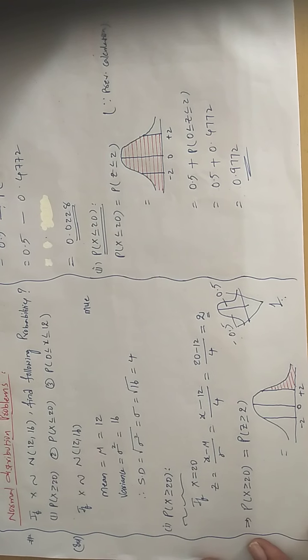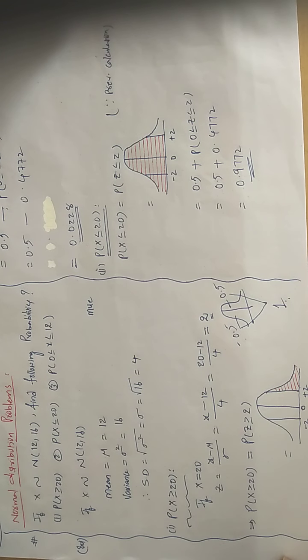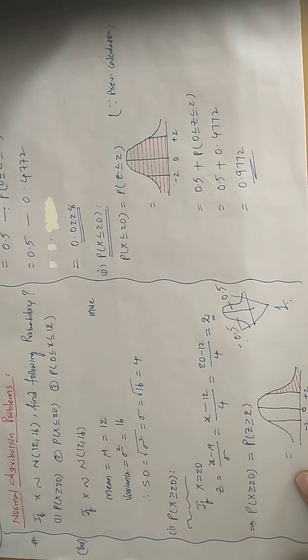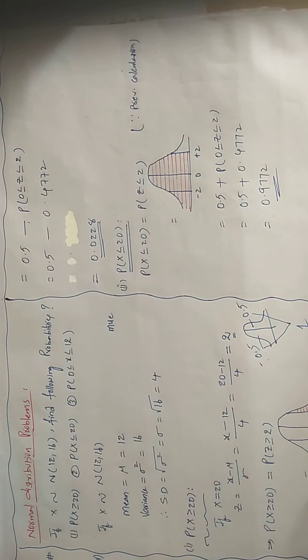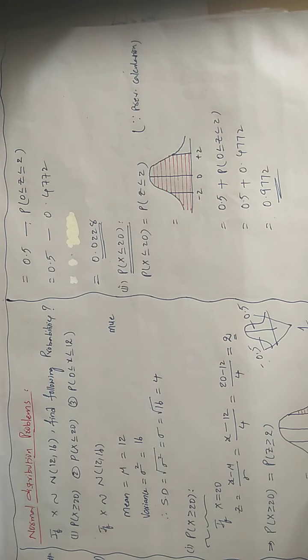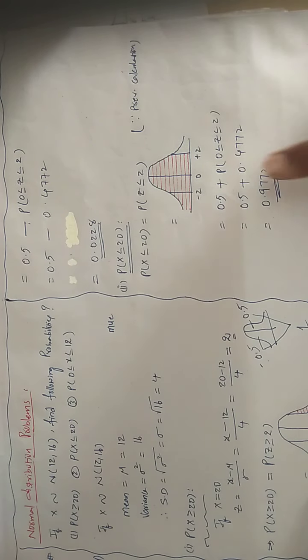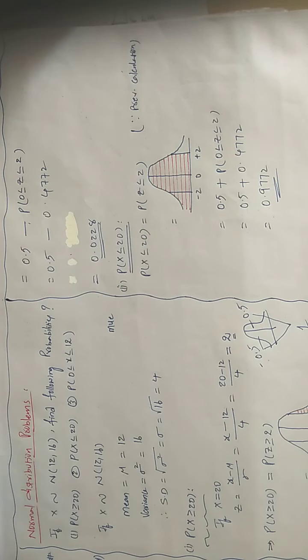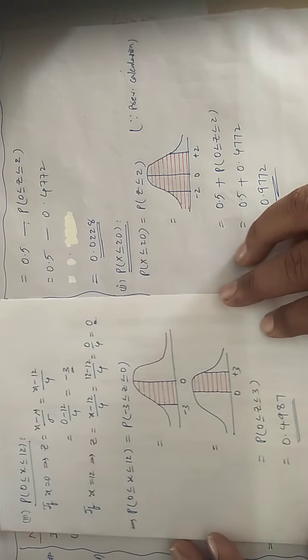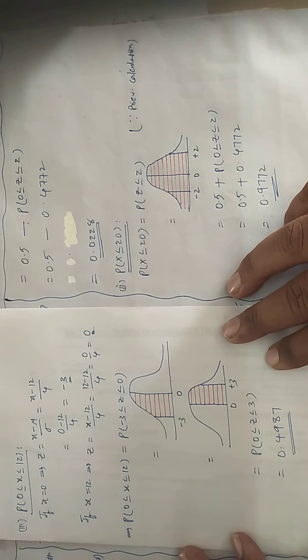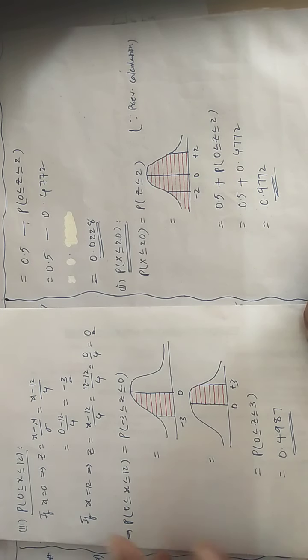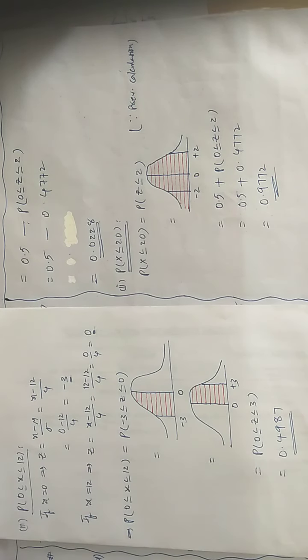So this is the first problem, greater than or equal to type. The second problem, less than or equal to type. And this is the third problem with two limits.